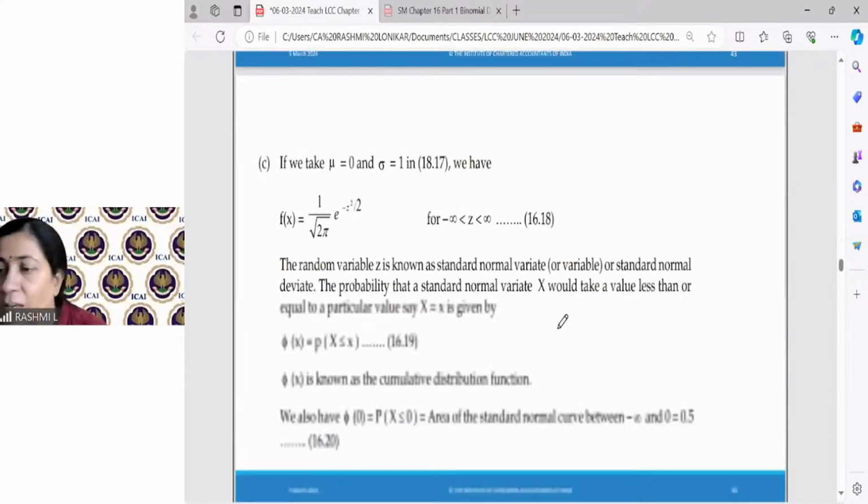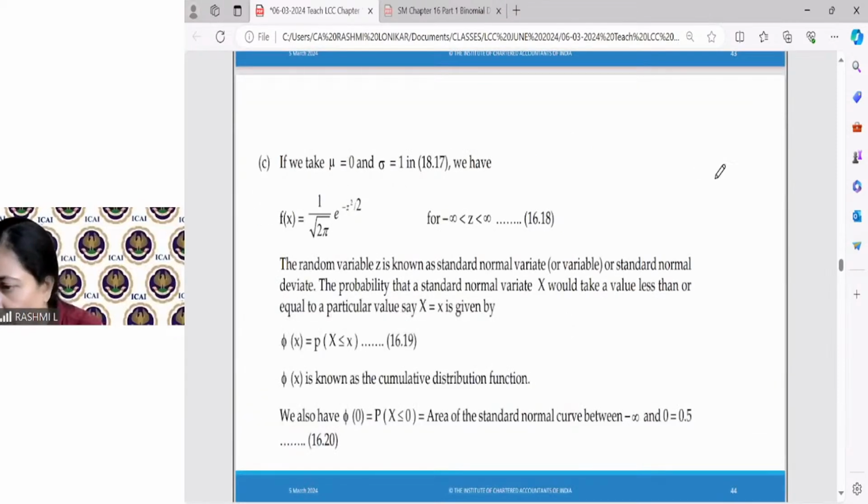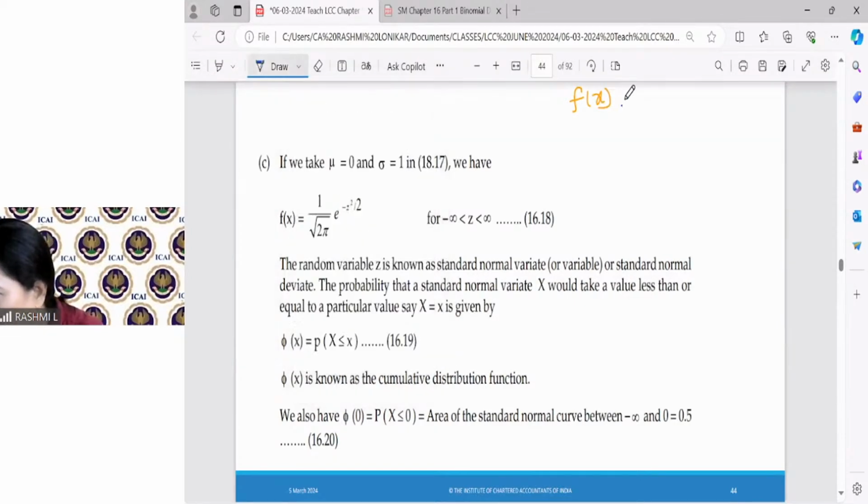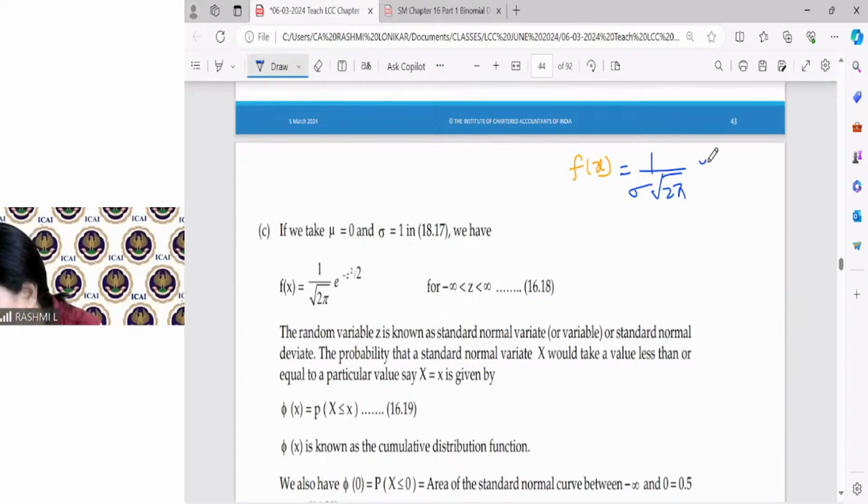Now let us see if we take mu as 0. Now let us first write down the formula. What is the formula? Says f(x). Okay, just a minute. f(x) is equal to 1 upon sigma square root of 2 pi, e raised to minus (x minus mu) whole square upon 2 sigma square.